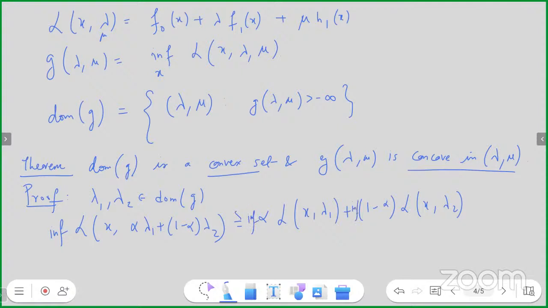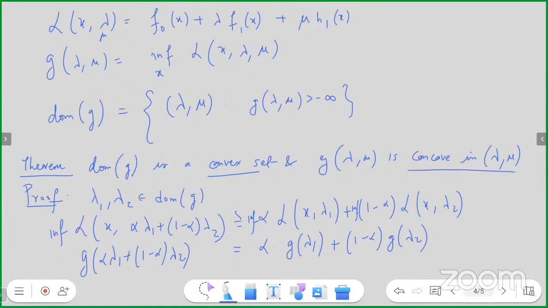Now inf over this is what? Let's make it more specific: alpha times g of lambda 1 plus 1 minus alpha g of lambda 2. And what is this quantity? g of alpha lambda 1 plus 1 minus alpha lambda 2. So this already shows that the function is concave. How should I prove that it's a convex set? Using this.